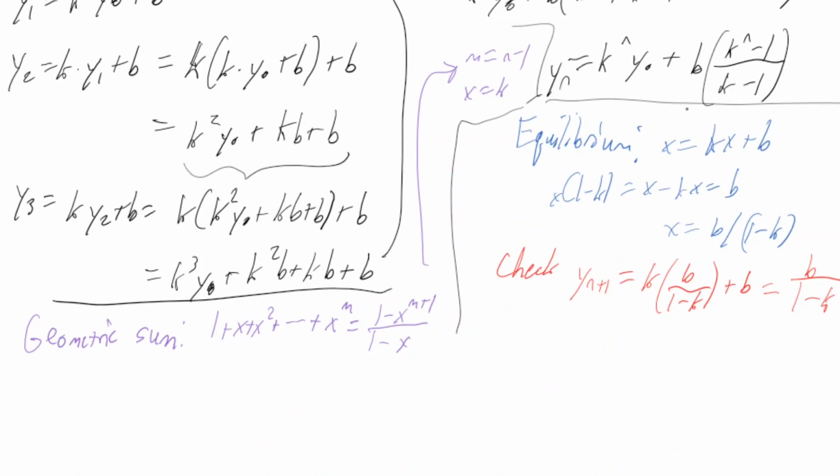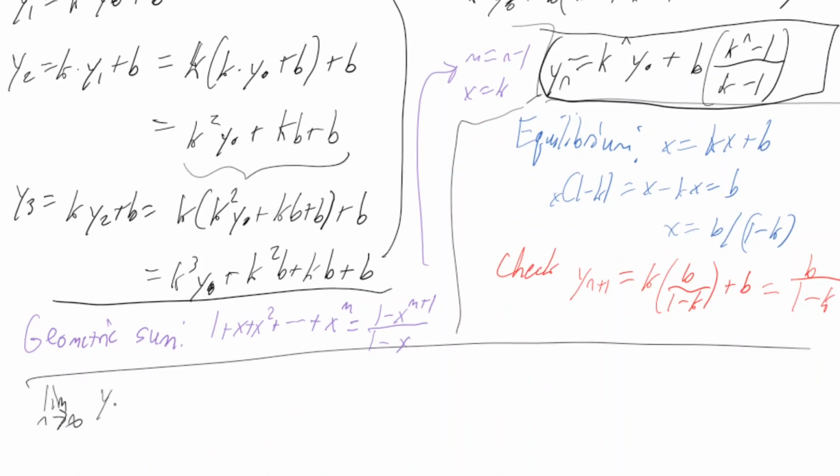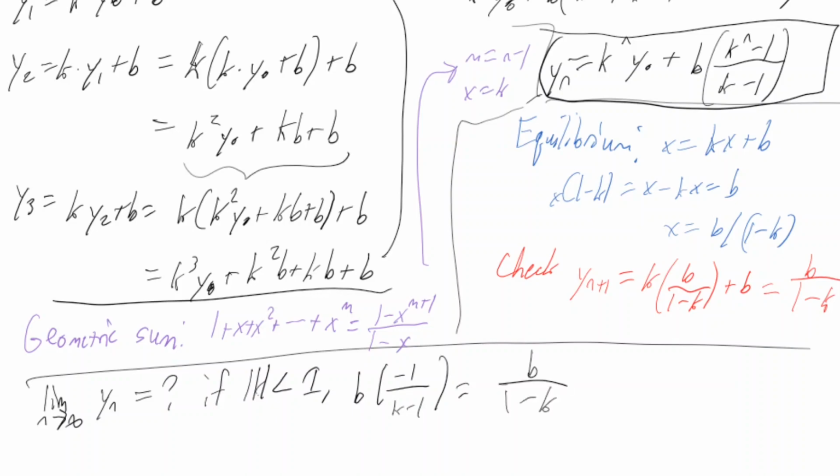Again, let's look at what happens when n gets really big. So as n goes to infinity, if the absolute value of k is less than 1, then our first term is going to go to 0, because it's similar to the last time where it doesn't matter what the initial conditions are, we have k to the n times y naught going to 0. And then for the second term, the k to the n is going to go to 0, and we'll just be left with b times -1 over k minus 1. And this is exactly equal to our equilibrium solution, b over 1 minus k. So if the absolute value of k is less than 1, no matter what the starting point is, the sequence is going to converge towards our equilibrium solution.